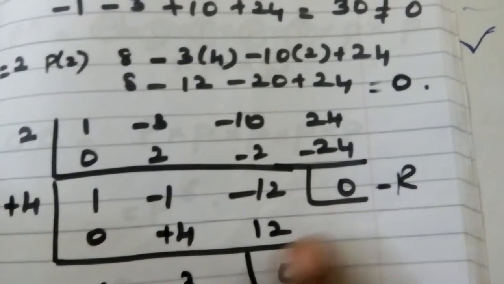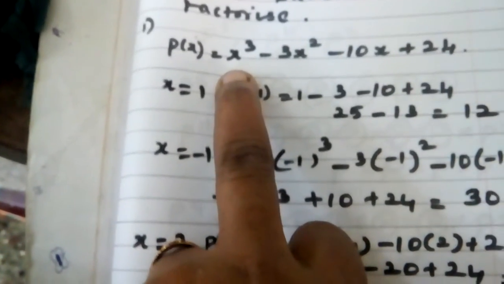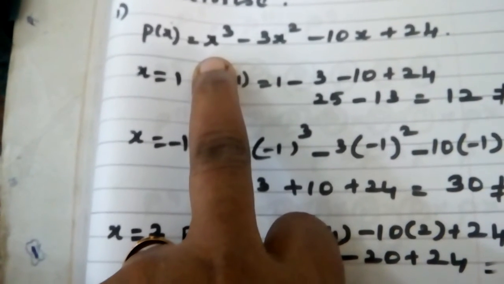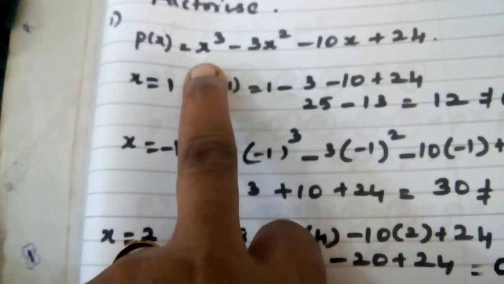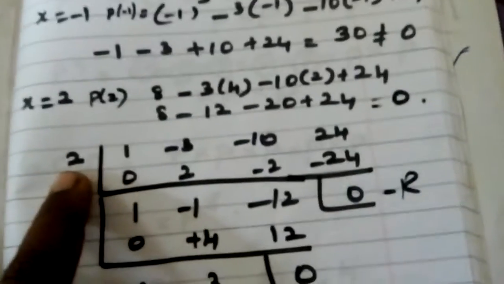Now what I am going to do is, because here it is x cube, I must get 3 factors. Is it clear? For x squared, which is quadratic, we will be getting 2 factors. This is x cube, so I need 3 factors. Till now I found only 1 factor, which is x minus 2. Now I have to find 2 more factors.